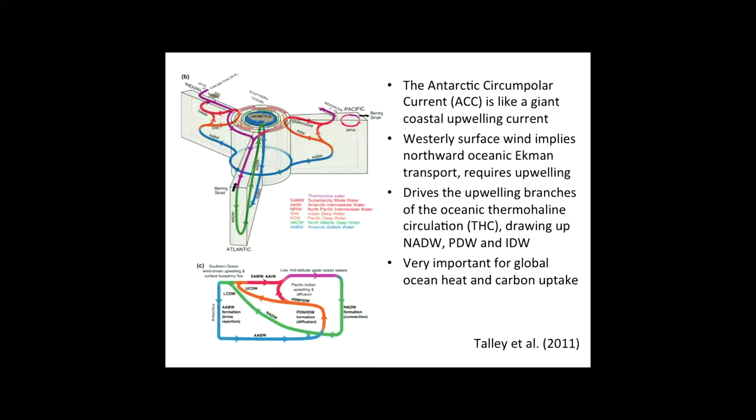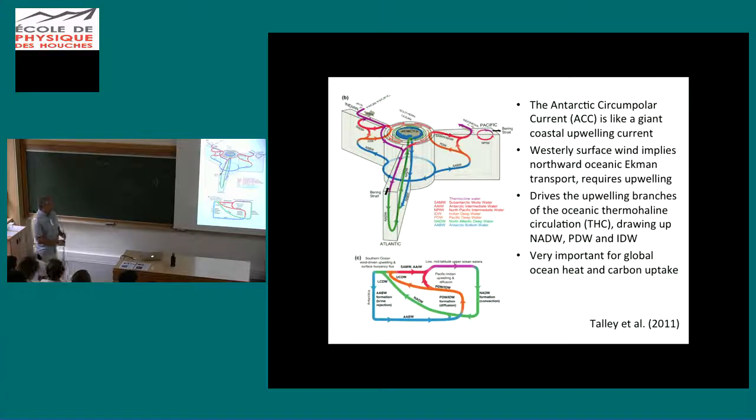Sure. The other thing is the ACC, the Antarctic Circumpolar Current. I'm sure you'll hear a lot about that next week. It's also really a coastal upwelling current. Effectively, the westerly surface wind over the Southern Ocean gives you this northward ocean Ekman transport, and that drives an upwelling. This is a very nice figure, I think, originally from Lynn Talley, that describes how the Antarctic Circumpolar Current links to these different ocean basins. And as Tapio said, the details are quite different in the different basins, but they all come through, and this ACC is part of the system.